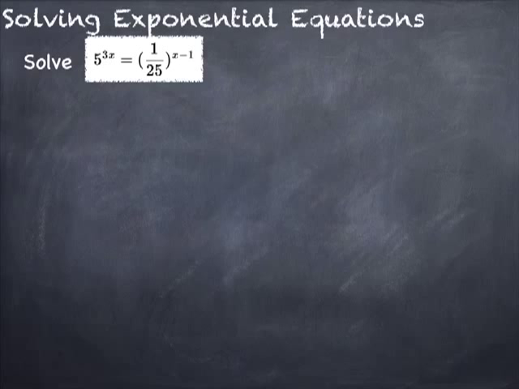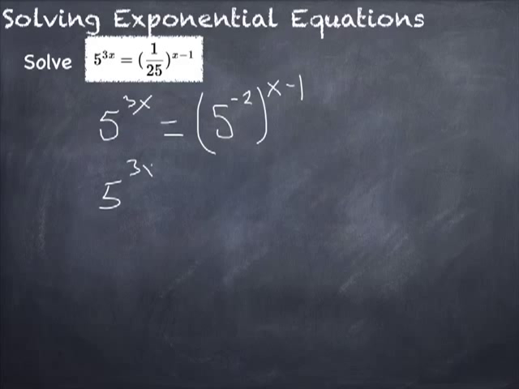Looking at this case, my base is not going to be 2 this time because I can't rewrite 5 as 2, and I can't write 1/25 as 2 to any power, but I can work with 5. So 5 to the 3x power. 1/25 I can rewrite as, well, 25 is 5 squared, and it's in the denominator, so it's 5 to the negative 2. And that's all to the x minus 1 power. I'm going to simplify that again, so 5 to the 3x equals 5 to the negative 2x plus 2 power.